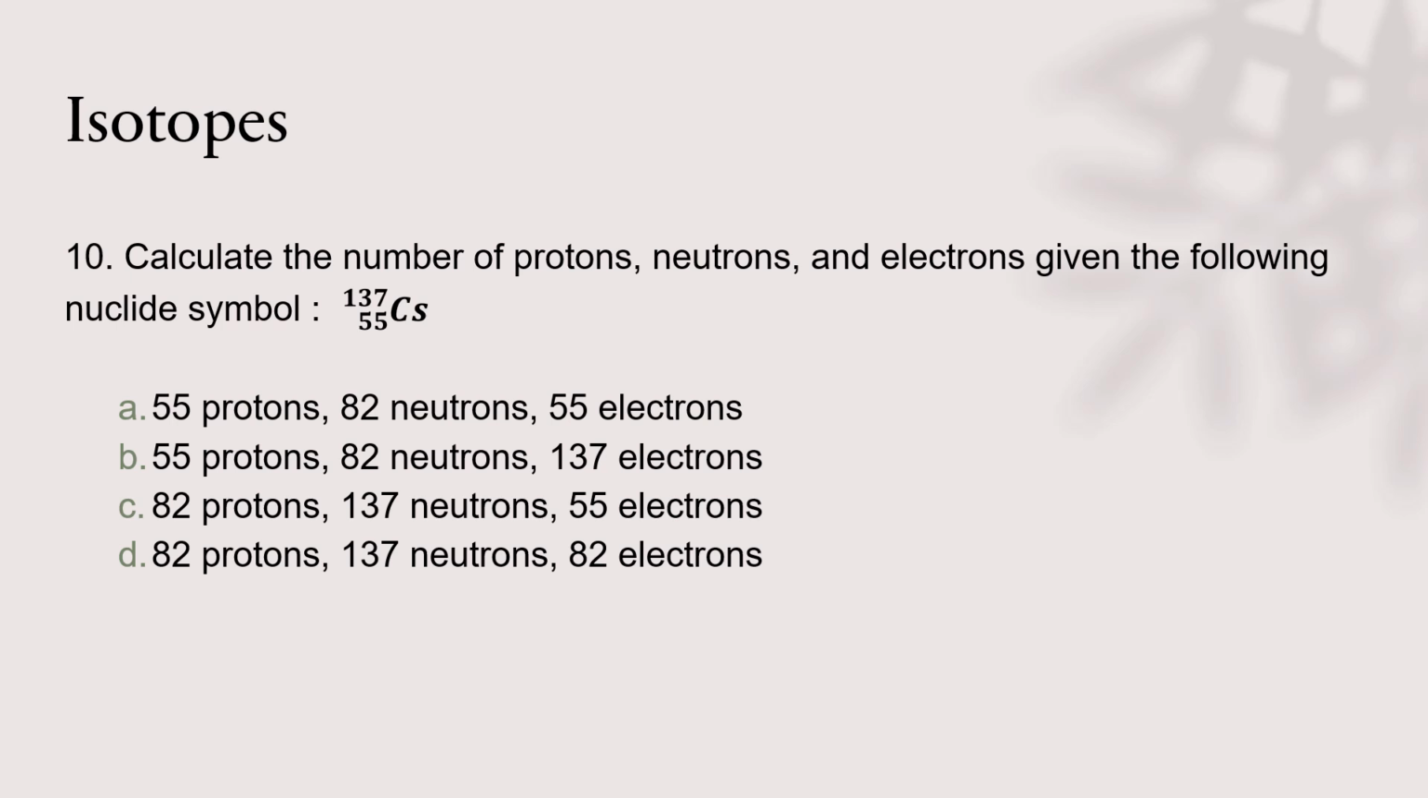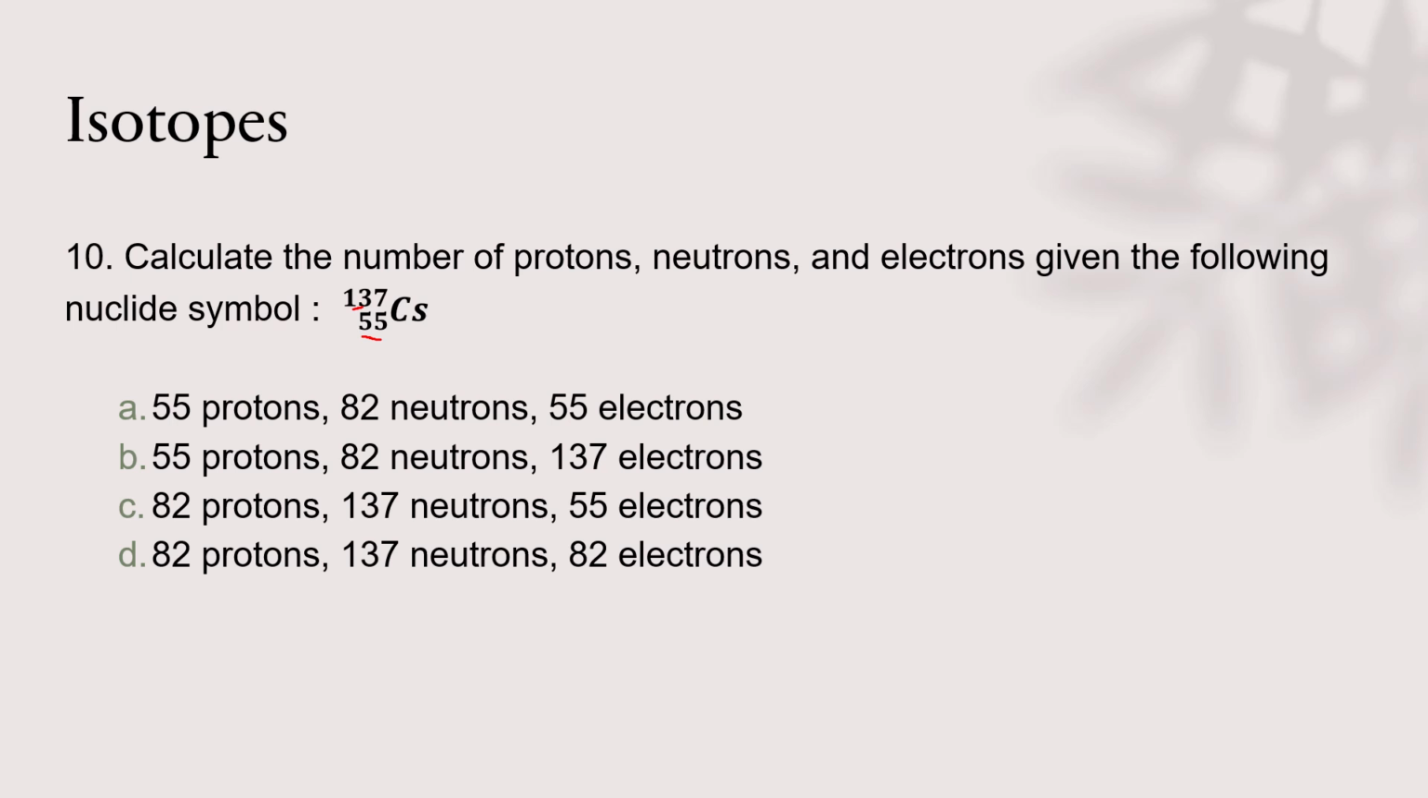Number 10, again with isotopes. So if you were given an isotope symbol, also referred to as a nuclide symbol, and you had to calculate the number of protons, neutrons, and electrons. So here we have cesium with a mass of 137, it looks like, and then it even gave us the atomic number, the number of protons, being 55.